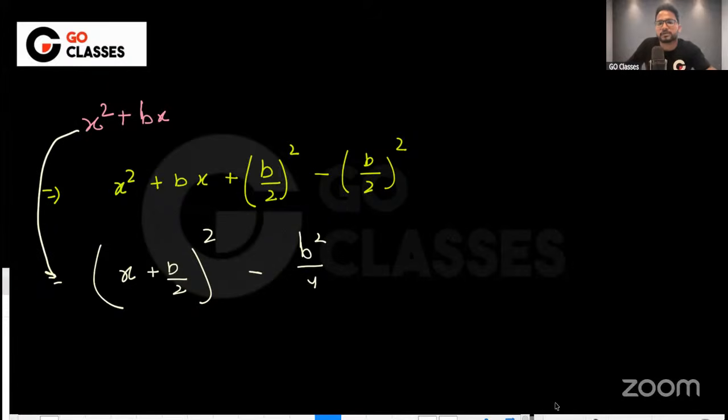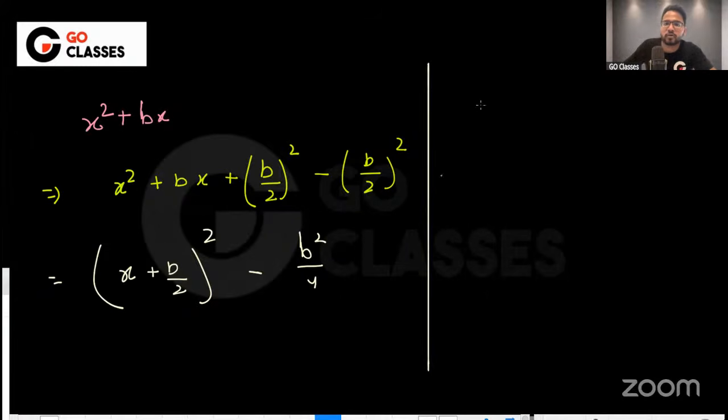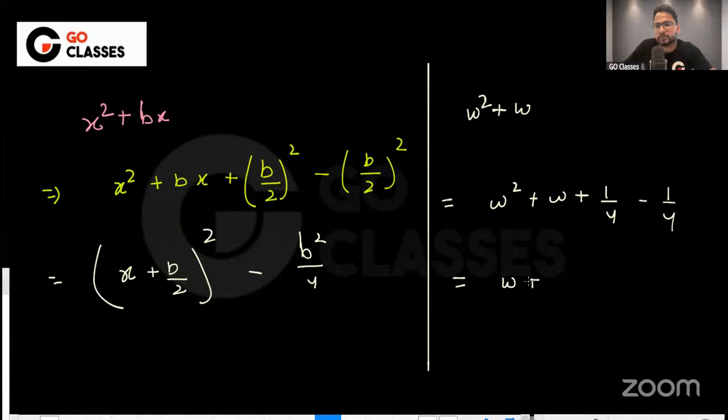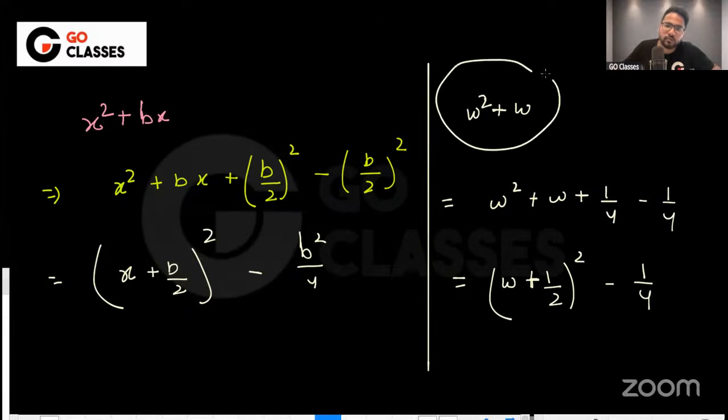Similarly, you can rewrite your w square plus w as w square plus w plus 1 by 4 minus 1 by 4. I'm adding and subtracting 1 by 4, so it will be w plus 1 by 2 whole square minus 1 by 4, right? I hope you understood. What I'm trying to say is that I wanted to check whether this w square plus w can take all the values or not.